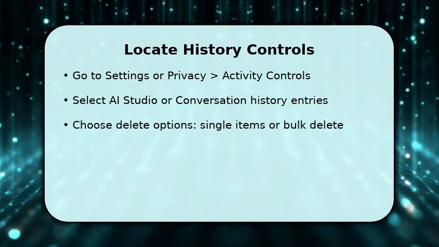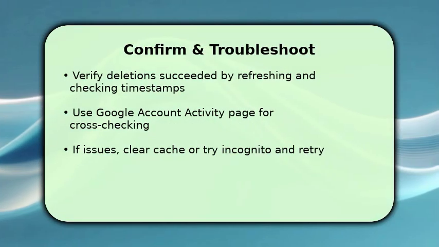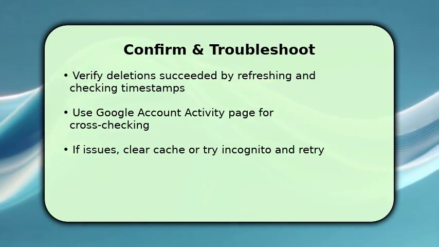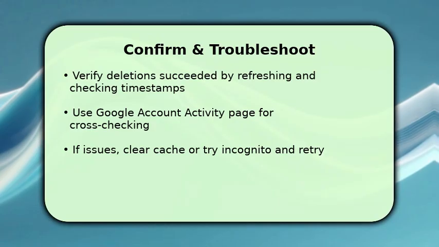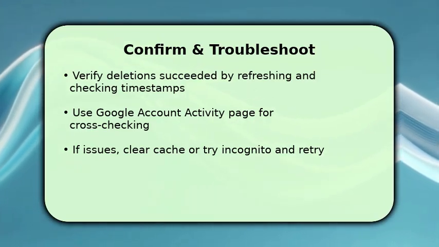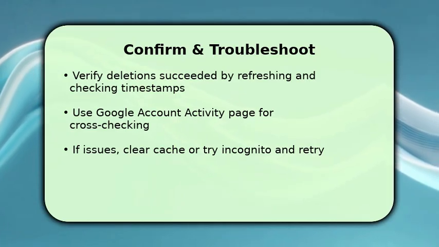Refresh AI Studio and reopen the history pane to confirm timestamps are gone. You can cross-check on your Google account activity page to ensure records were removed across services. If some items persist, wait a few minutes and refresh again, or clear your browser cache and cookies.